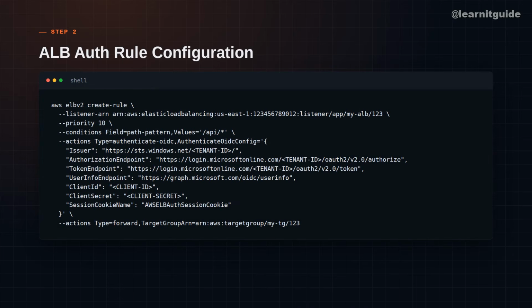Now we configure the ALB rule. You are telling the load balancer to intercept traffic matching the path pattern and force an OIDC authentication action. The issuer URL must match your Entra tenant precisely. I see many engineers accidentally use the v1 endpoints when they should be using v2. Make sure your endpoints match the v2 format shown here to avoid scope compatibility issues.